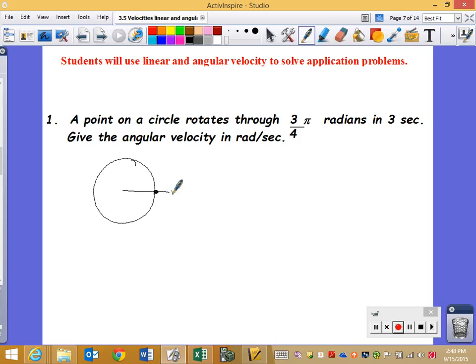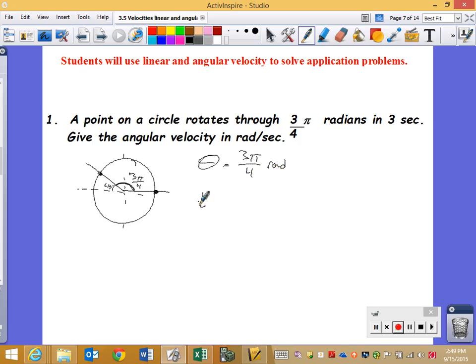3 pi over 4 is not quite 1 full pi, but it's about right here. Remember, if we were to draw our unit circle out, our reference angle is 45, or pi over 4. So this is 3 pi over 4. So that's our theta. Our theta is 3 pi over 4 radians.